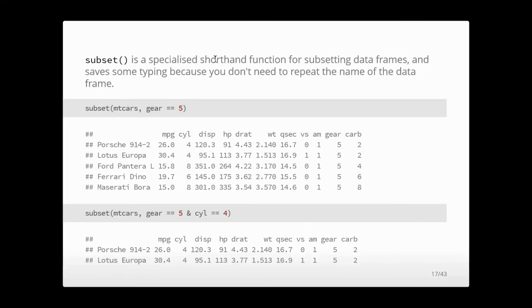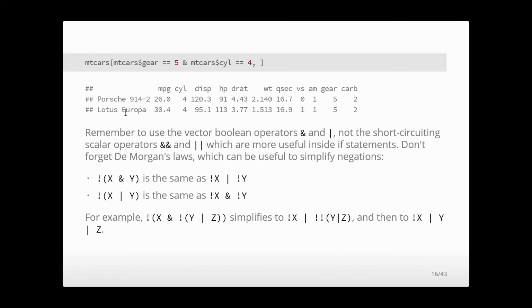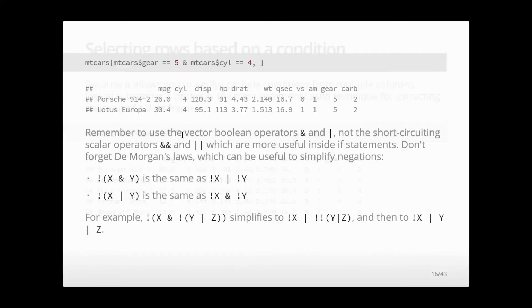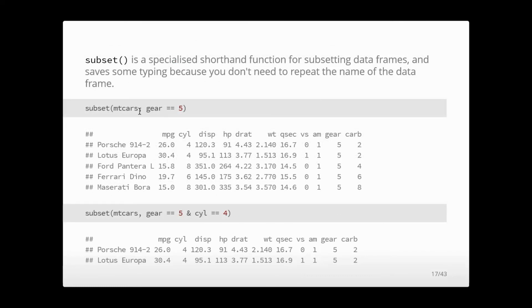And then subset is a special function. Rather than having to write, give me mtcars where mtcars$gear is equal to 5, you can just say subset mtcars gear equal to 5, and it does the same thing. So it's a shorthand method.